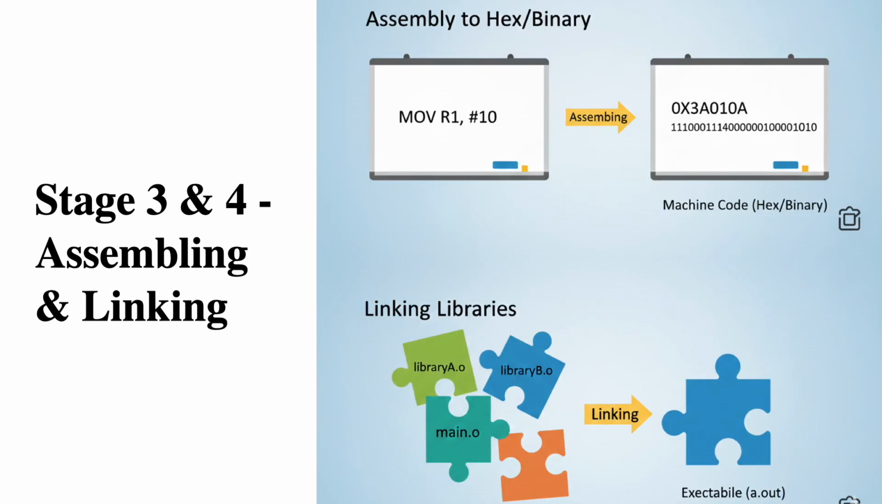Stage three is assembling. The assembler takes that text-based assembly and translates it into pure machine code, ones and zeros. But we are not done. We have stage four, linking. Your code uses libraries, right? stdio.h, math libraries, etc. The linker takes your binary and grabs the code from these libraries and stitches them all together into one single file. This is your final executable.